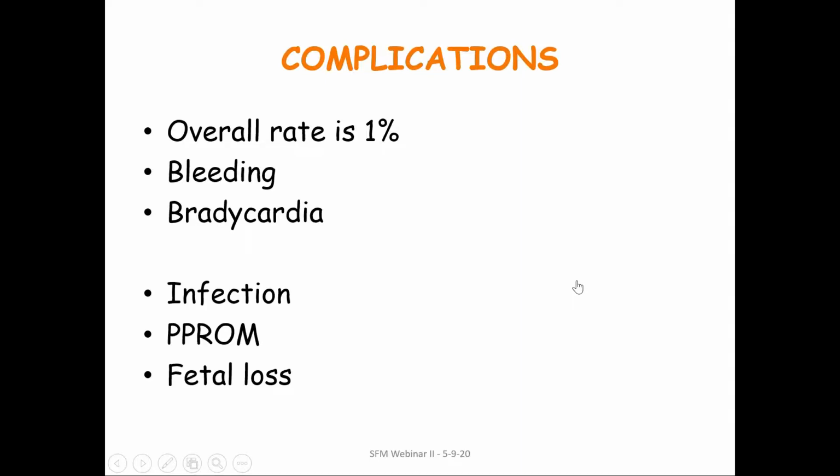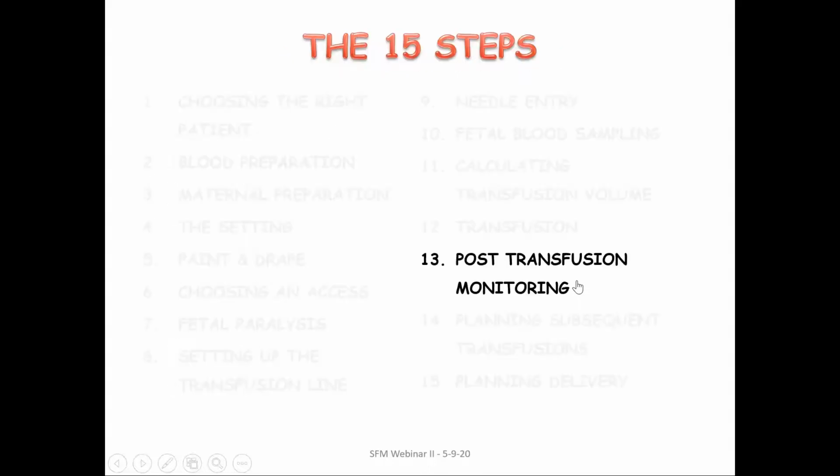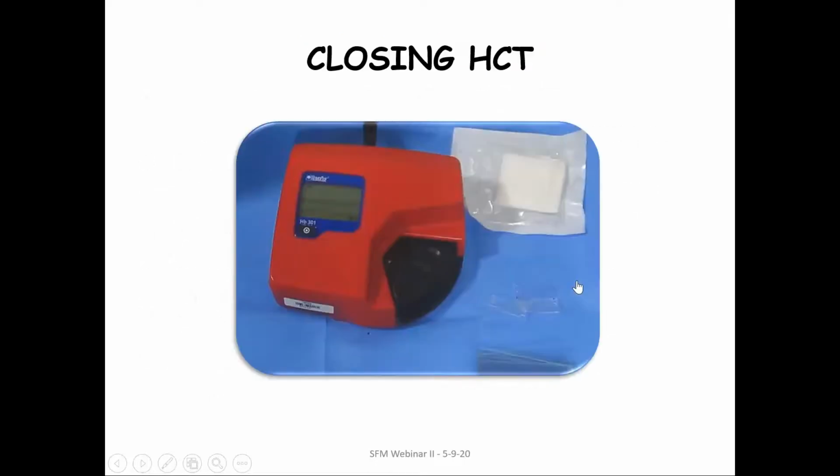The other less common complications include infections, PPROM, and fetal loss, but these are all extremely rare, specifically if it's an experienced person handling the transfusion. Now, once you've completed your transfusion, you would do a sampling again to know the closing hematocrit. This is as important as knowing the initial hematocrit, because this closing hematocrit is what is going to determine whether or not you need a fetal transfusion, and if you need one, when you would need this transfusion.